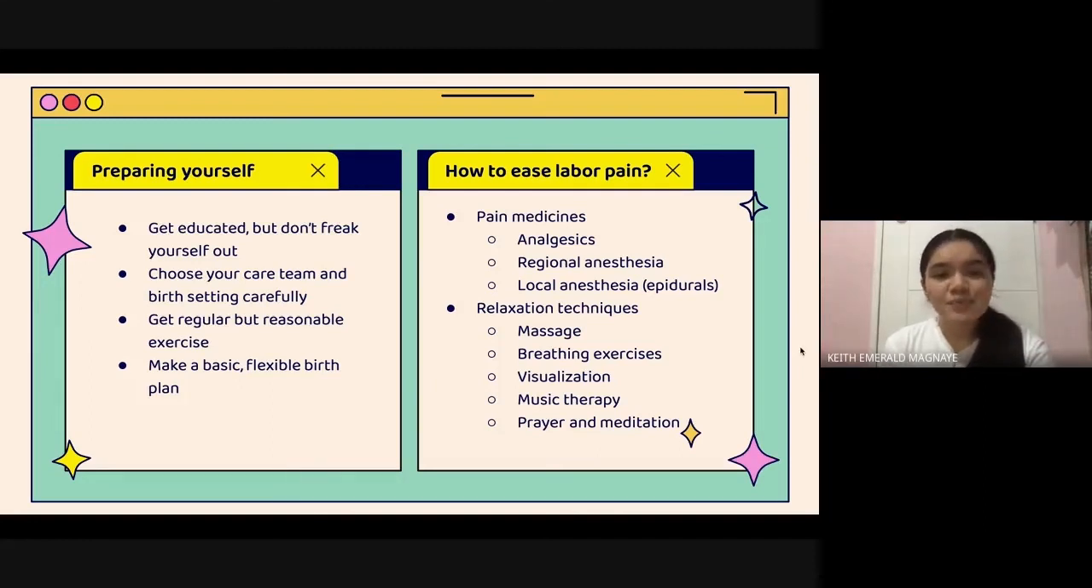And lastly, prayer and meditation. Some women get strength in praying during labor po and others naman po do meditation during labor. So, meditation po is combining deep breathing with meditation can help to relax your mind during childbirth, improve your labor experience, and even reduce your perceptions po of pain and length of labor.